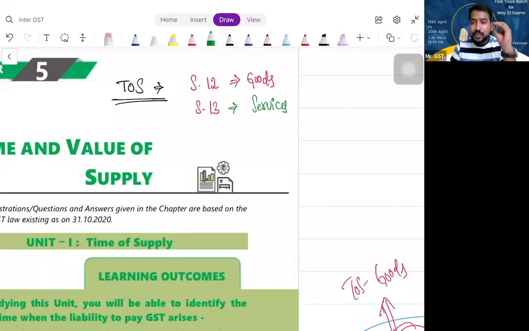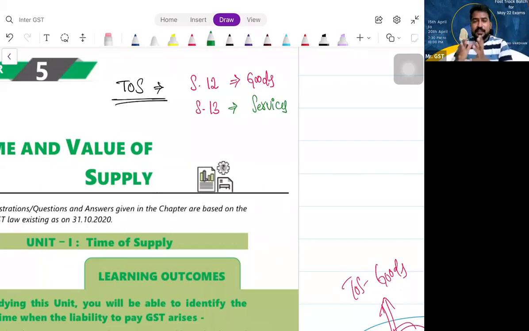Right. See, simple. What is time of supply? Please understand. Let us assume you're placing an order for a car. Nowadays, some cars have a one year waiting period. So you pay an advance and they will deliver the car after 1 year. For that, today you have to do the booking.